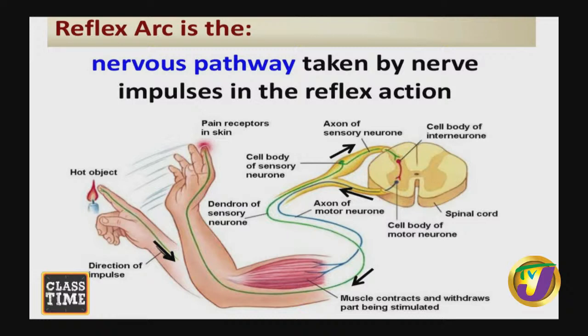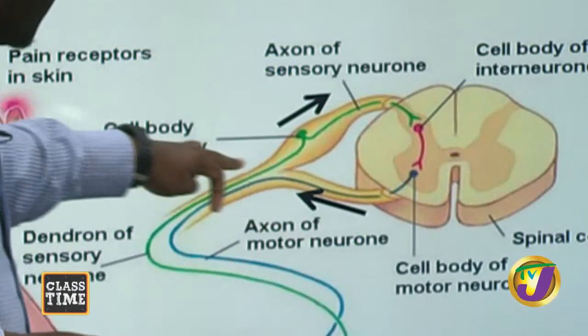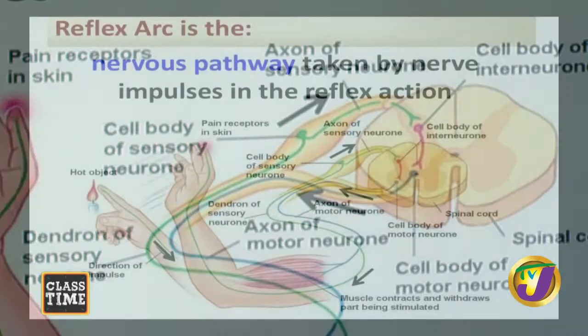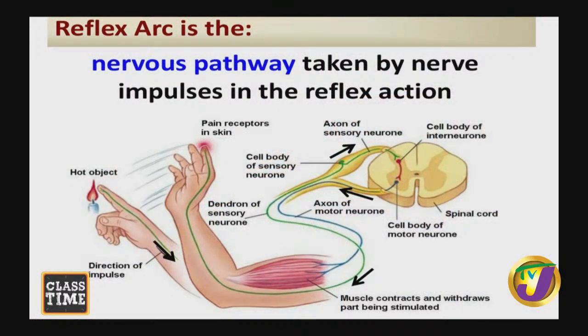So I accidentally touch something hot, the receptor is going to pick up the increase in temperature, pass it on to the sensory neuron, which is going to pass it on to the spinal cord. And within the spinal cord, it's going to pass it to the interneuron, which now passes it to the motor neuron. And the message is going to go to my bicep, causing my bicep to contract, my tricep to relax. And I'm going to lift my hand away from the hot object.